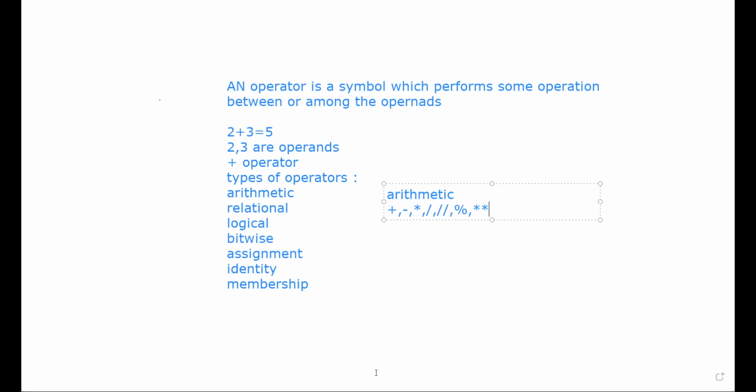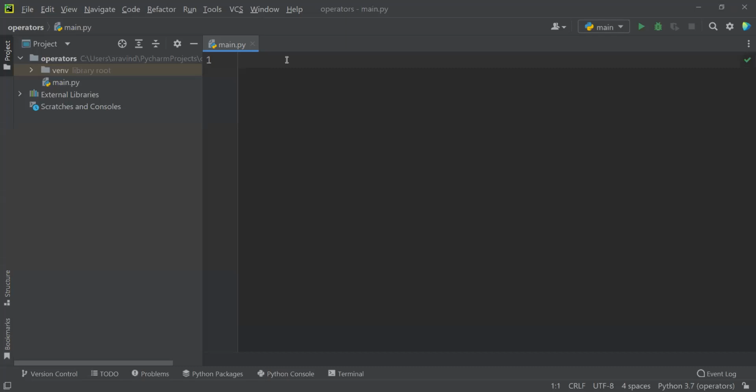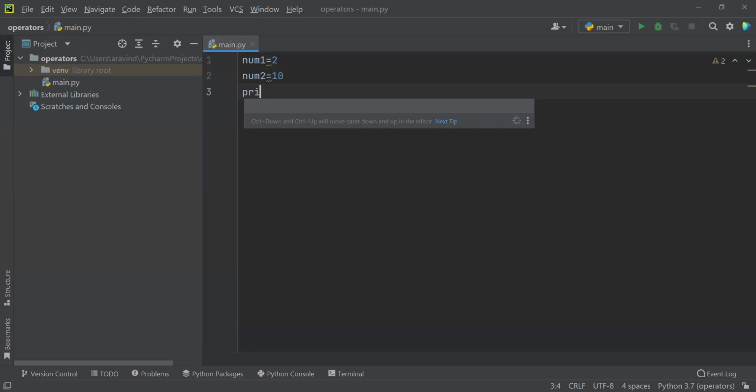Let's start. Let's say we have two numbers. I want to give number one as 2, and number two as 10. Firstly, I want to add two numbers. So what do we do to add two numbers?